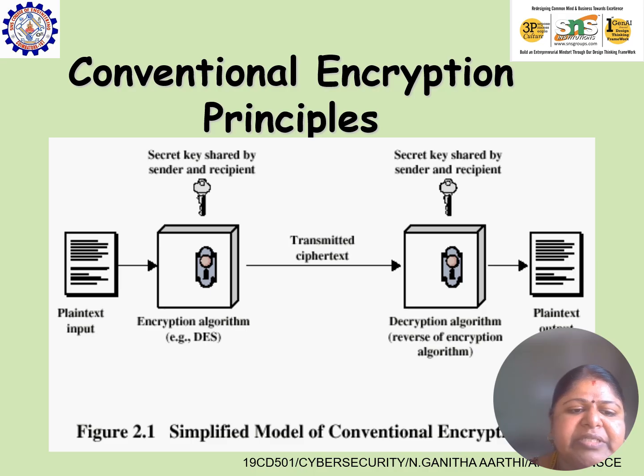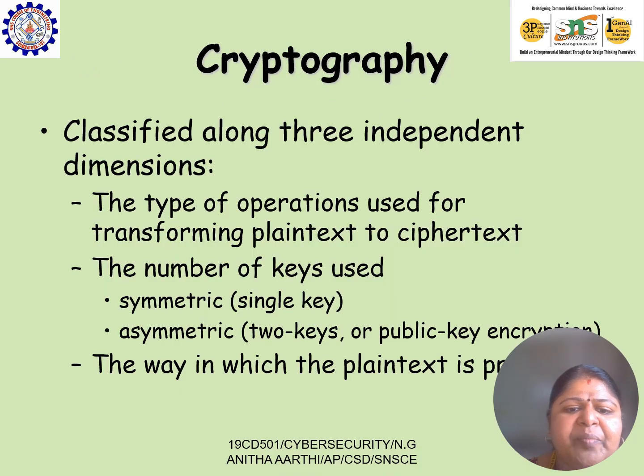The data encryption standard algorithm has been used as the encryption algorithm here, and the transmitted ciphertext has been received at the receiver end, and here the secret key shared by the sender and the recipient is used to decrypt the transmitted ciphertext using the decryption algorithm, that is the reverse of the encryption algorithm, to retrieve the plain text out of it. And followed by, we can brainstorm the basic concepts of cryptography.